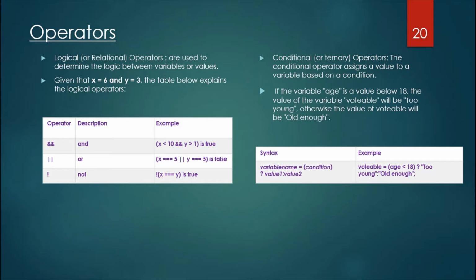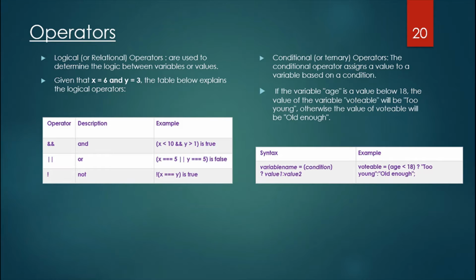So now let's go to the operators in JavaScript. We already learned about the operators, which were the assignment operator and the arithmetic operator. We already have that in my earlier video, and I'll put that video in the description as well. Today we are learning about the logical and the conditional operators.